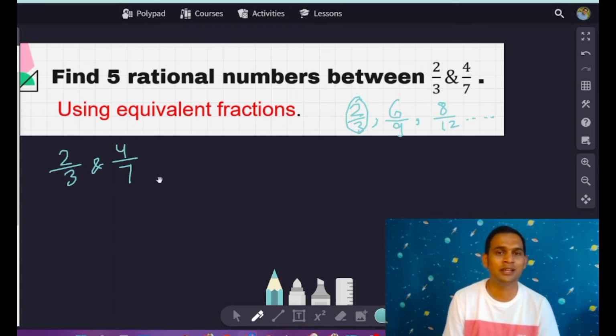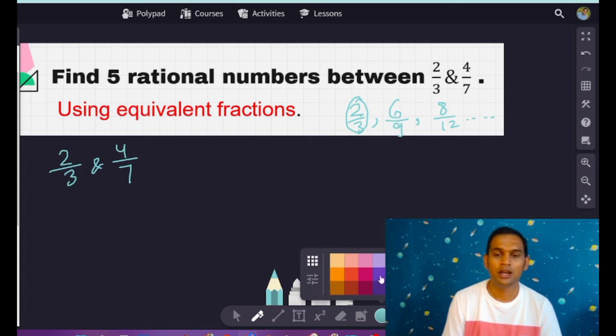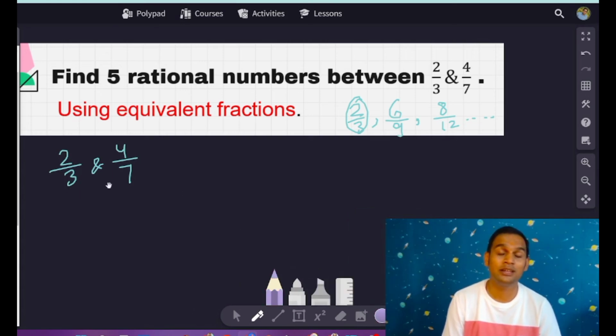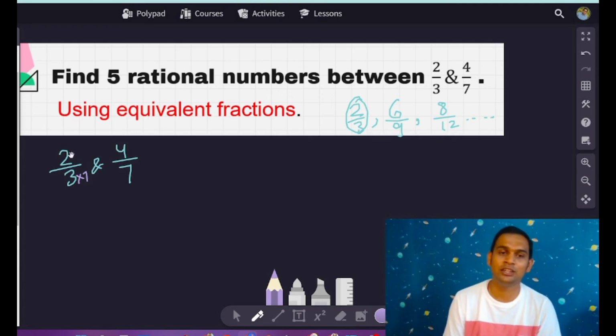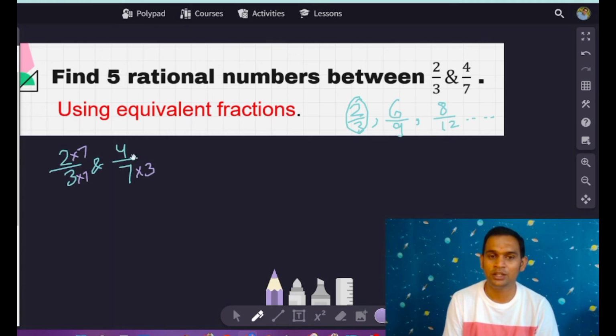So what is the LCM of 3 and 7? They are both prime numbers, so obviously the LCM will be their product. 3 times 7 is 21. So you must multiply by 7 over here. Whatever operation we do in the denominator, that must be done in the numerator as well. Right? Whatever operation we do in the denominator, that must be done in the numerator as well.